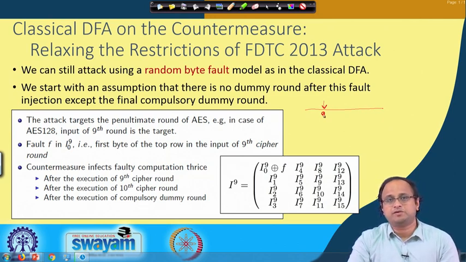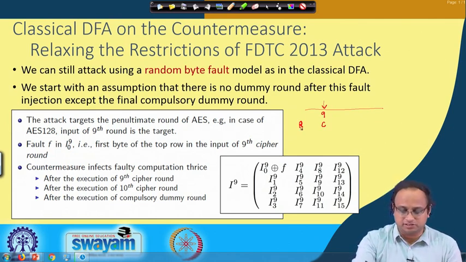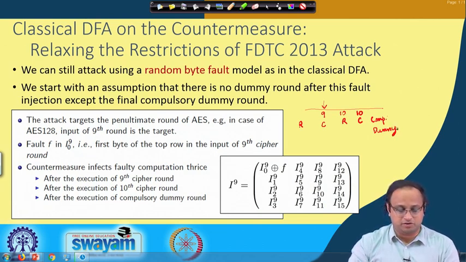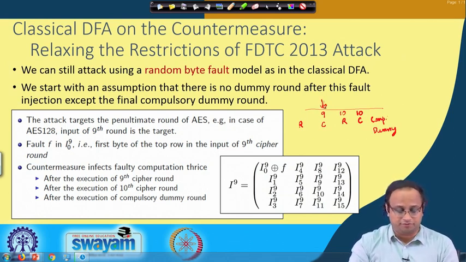So that is where I would like to induce the fault, but since you are doing a cipher operation here, that means there is a previous redundant round which has already taken place. After this, there will again be a redundant 10th round operation, followed by the final 10th cipher round, and here there is a compulsory dummy round. So this is the compulsory dummy round which takes place. Therefore, if you are able to induce the fault at this position, the countermeasure will produce an infective infection in the computation in 3 locations.